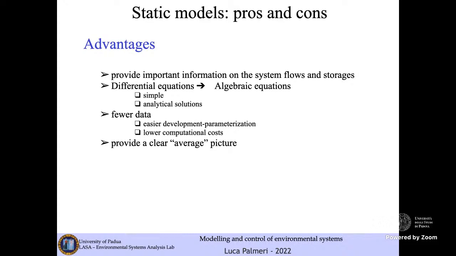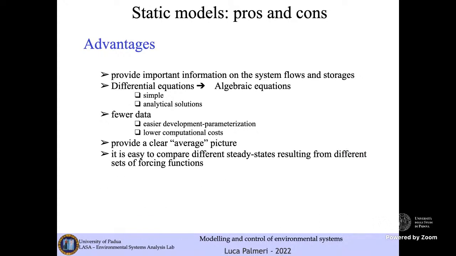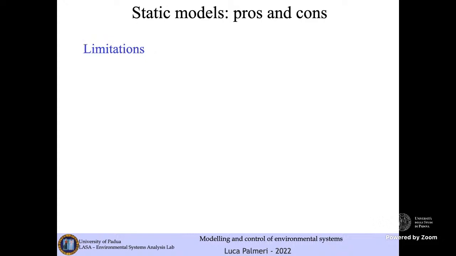They provide a clear average picture of the system, so we are looking at static photographs, static pictures of the systems evolving in time. It is easy to compare different steady states resulting from different sets of forcing functions. So we have a clear connection between the forcing functions that act on the systems and the effects on the state of the system in terms of changing the structure of the system. Many elements can be included, and we will see soon an example of that.